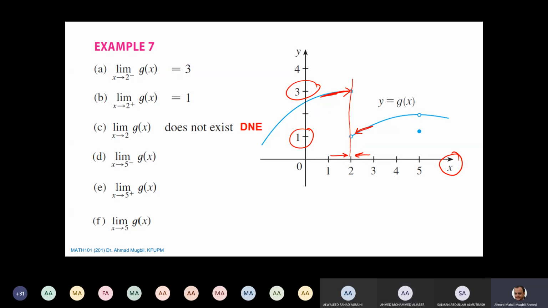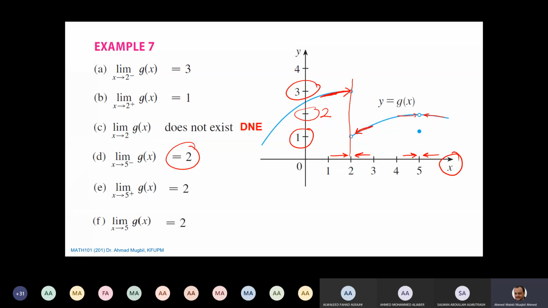Now, what is the limit of the function when x approaches 5 from the left? Look at the graph. What is going on here? It is approaching 2. When approaching 5 from the left, it is 2, and from the right, it is also 2. So what do we conclude from that? What is the limit of the function in general? It is also 2, since they are equal, that is the value of the limit.